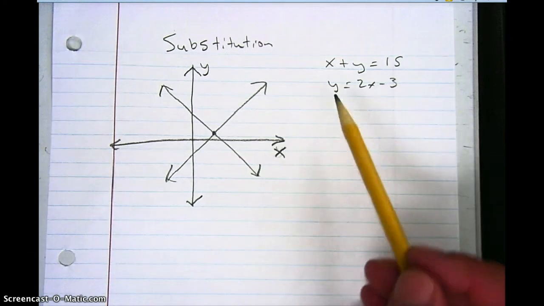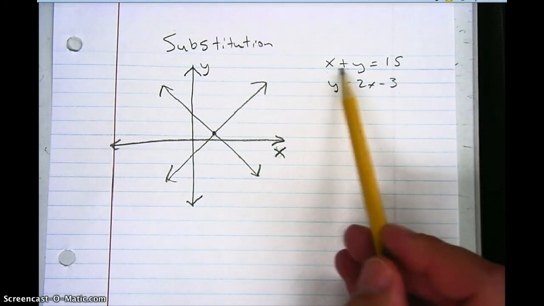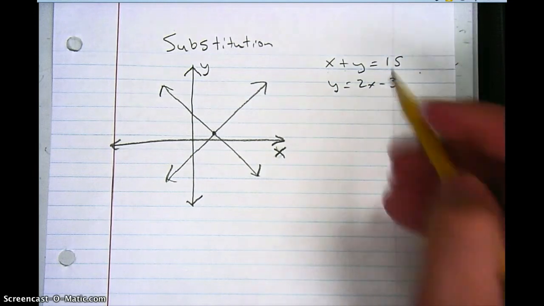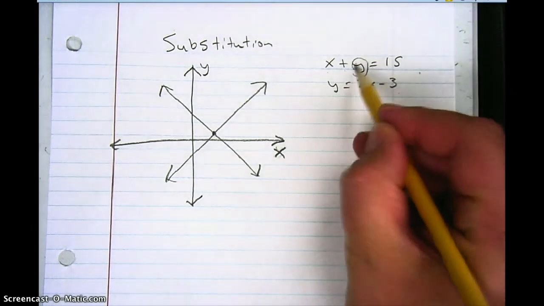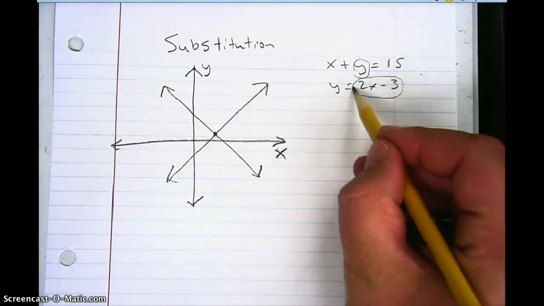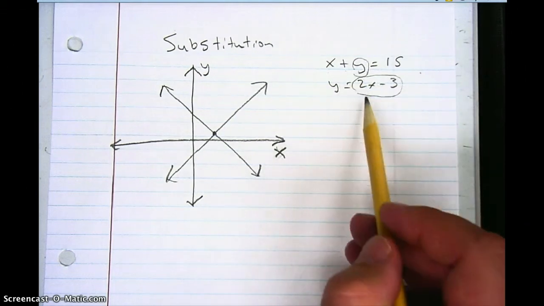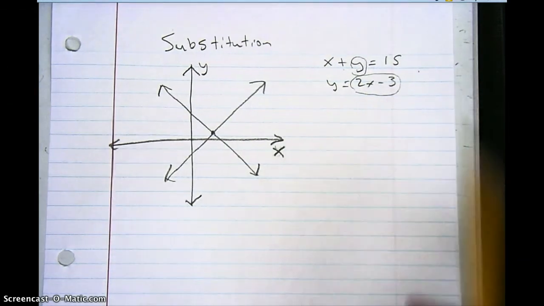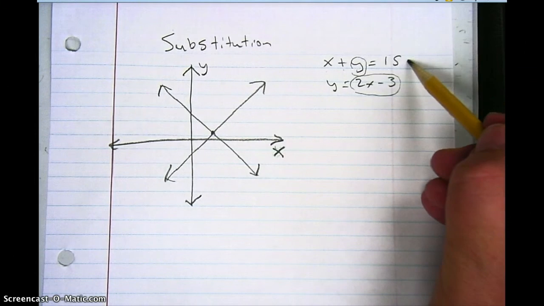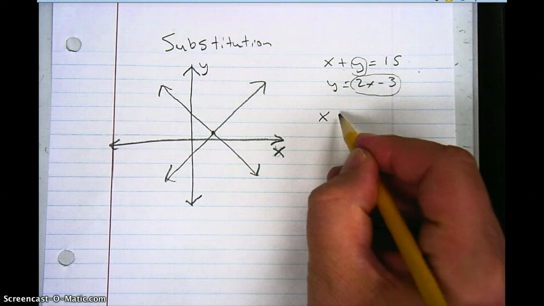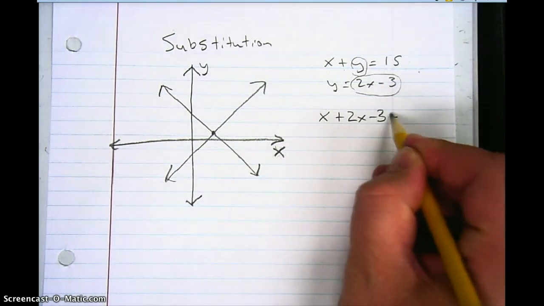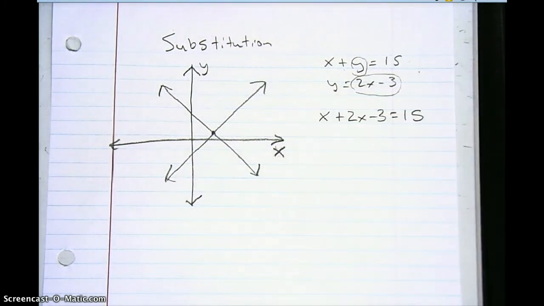So if I know y is the same as 2x minus 3, and I know that x plus y is equal to 15, what I'm going to do is replace this y with 2x minus 3, and I can do that because y is the same as 2x minus 3. So if I write this equation over and replace the y with 2x minus 3, I'm going to have x plus 2x minus 3 is equal to 15. Now I just have one equation with one variable, and if I have one equation with one variable, I can always solve for that variable.